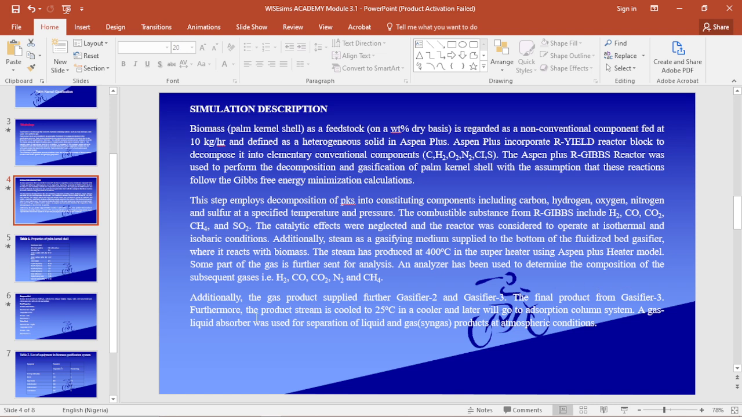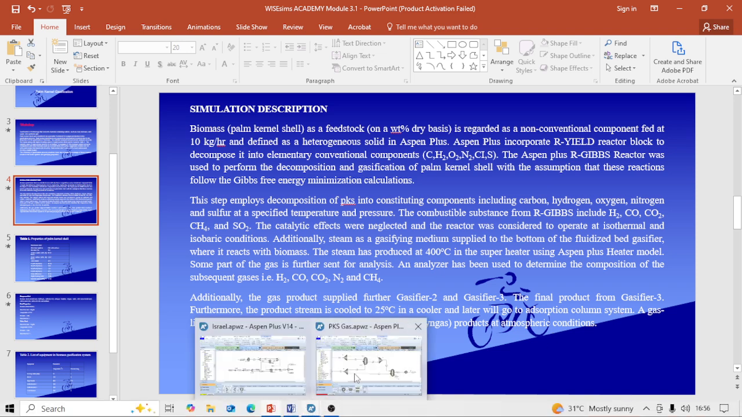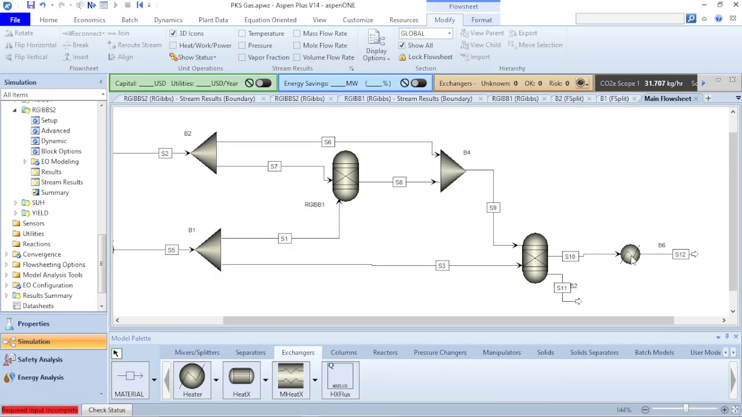Furthermore, the product stream is cooled to 25, which is what I'm trying to do now, and later we'll go to the absorption column system. That's the system I'm going to use to separate our gas. A gas-liquid absorber was used for the separation of liquid and gas products at atmospheric conditions. So the first thing we need to do is cool it down.